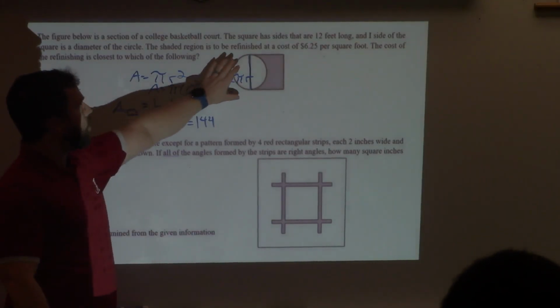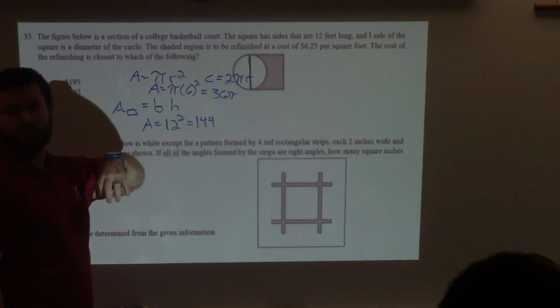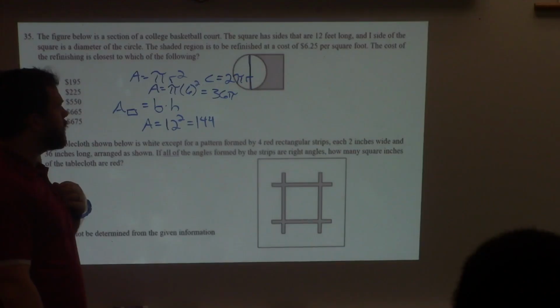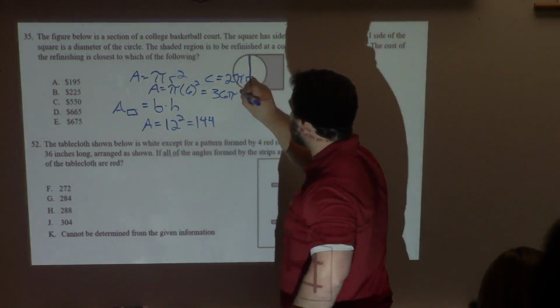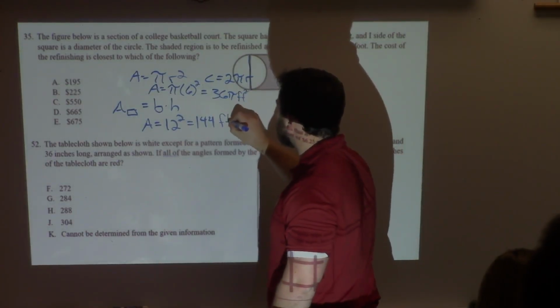Do we even need that whole circle? No. We divided by 2. We can divide it by 2. Now, two things I will point out. These are both what, feet squared? We do need to keep our units in mind. I'm going to show you why in a second.